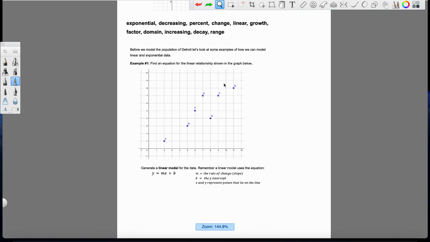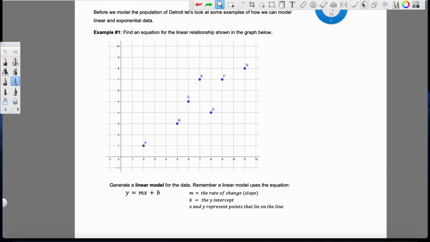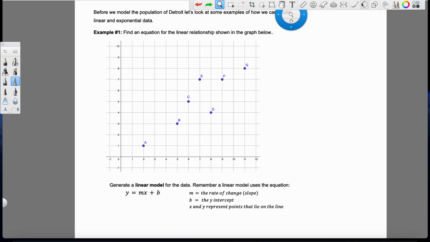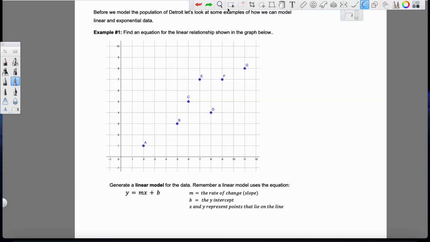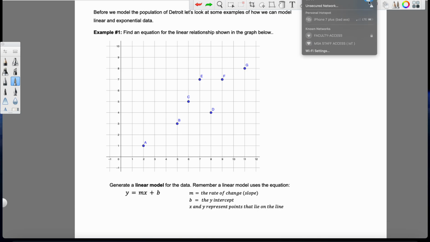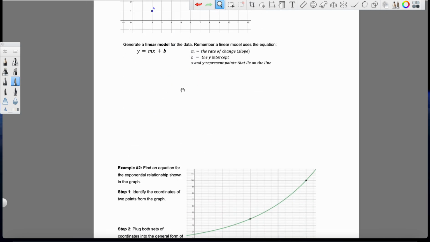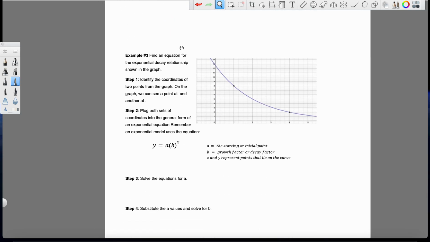We're going to be looking at modeling this declining population of Detroit with an equation. But first, let's take a look at how we model. I'll give you some examples on how we can model linear relationships, and then we'll look at exponential growth and exponential decay.